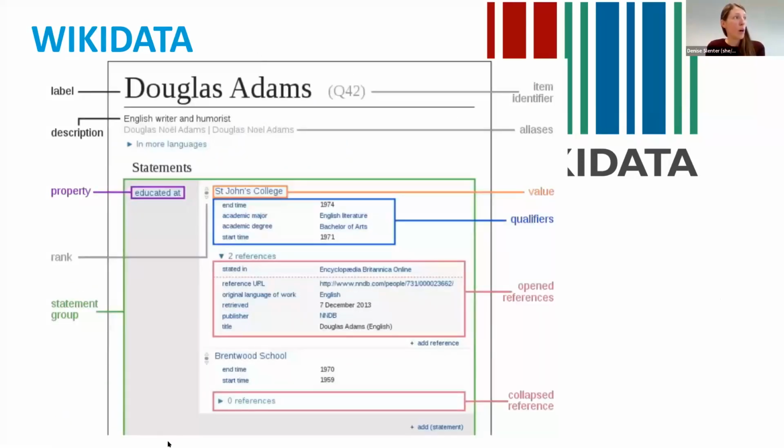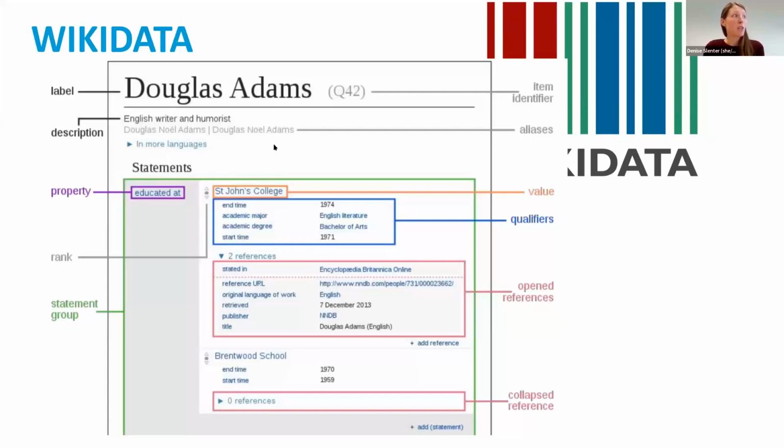So this is how a Wikidata page looks. I borrowed this slide from the Wikidata documentation. It's also very well documented, so you can find out anything you want or need to on this data. If you go to a page on Wikidata, for example this one for Douglas Adams, which has his own identifier Q42, then you can see what this person is or does. So he's an English writer and a humorist.